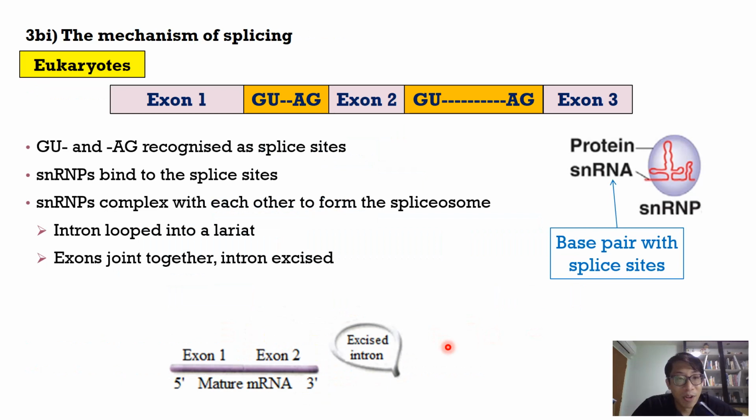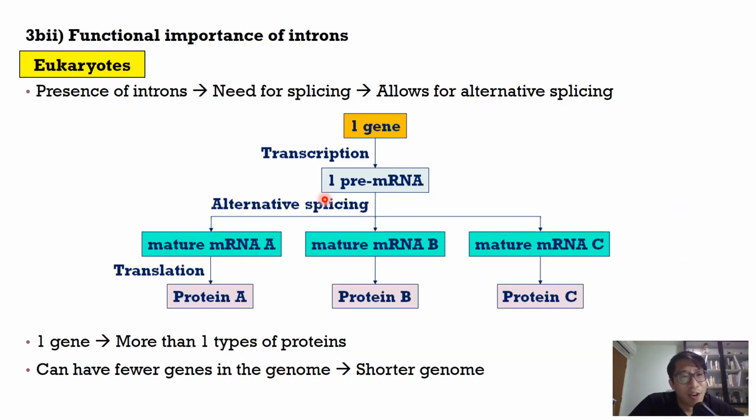You can imagine this same process would happen for all the introns in the pre-mRNA. As a result, the mature mRNA would only contain the exon sequences. So what's the importance of introns? Introns don't really have a function now, since they are cut away. But the presence of introns and the need for splicing allows for a process called alternative splicing.